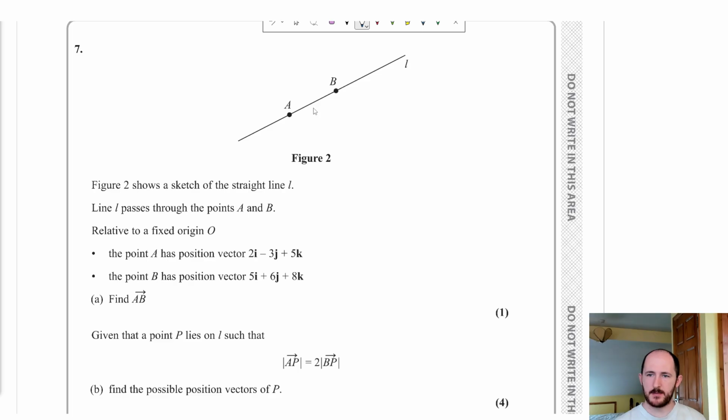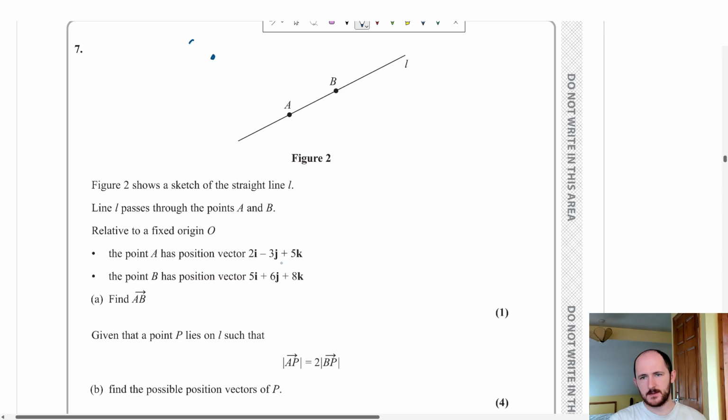Nice. So we have a line passing through A and B, and it gives us the position vectors of both of these. Remember, a position vector is like some point from the origin. So that would be the position vector of A. That would be the position vector of B.